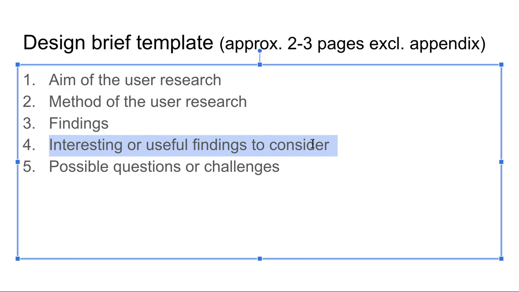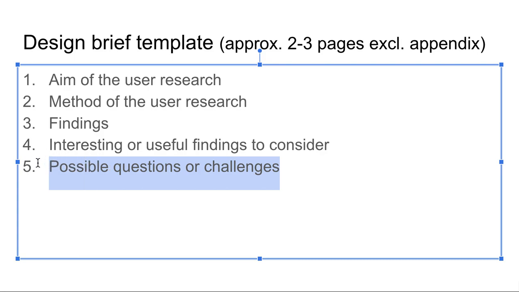Okay, and related to these interesting and useful things that you want to pursue, I want you to have a final section where you talk about, well, if this is what is interesting to pursue as a design solution, or to explore what the design solution would be, then what are some of the things that we need to think about? What are some of the challenges that we need to think about?